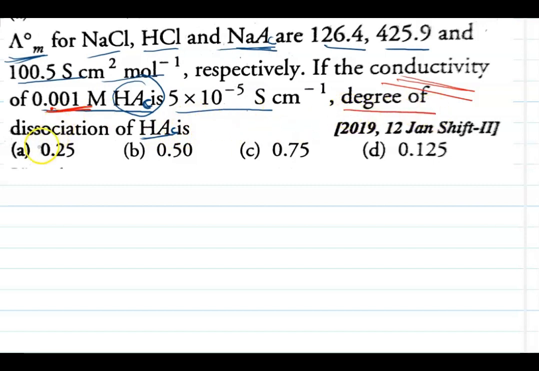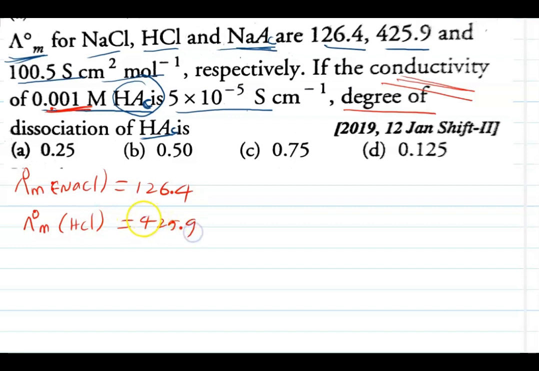So the given terms, let's write, very easy. You just need to write the given terms and substitute in the formula. So the limiting molar conductivity of NaCl is given as 126.4. Again, the limiting molar conductivity of HCl is also given, HCl is 425.9. Again, the limiting molar conductivity of NaAc, that means sodium acetate, is given as 100.5 Siemens centimeter square per mole.